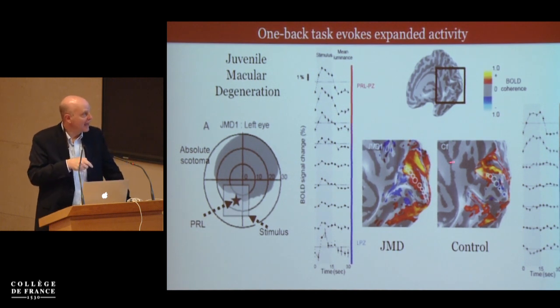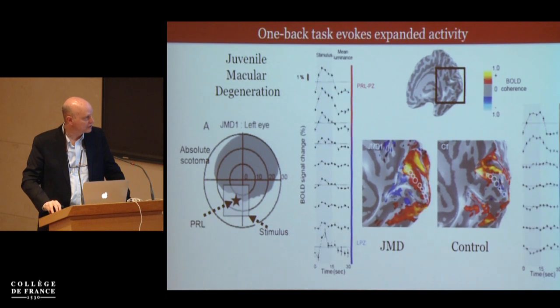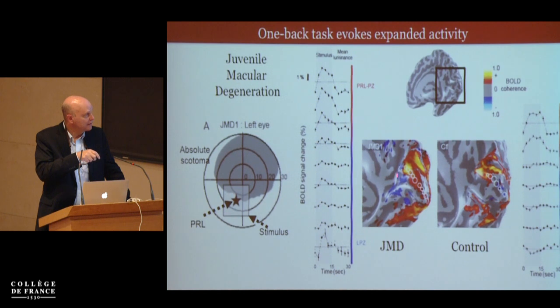And when you do that to a control, the activity goes up a little bit. So here you just compare, I'll flip back and forth. It gets a little bit bigger, but doesn't really move anywhere. But when you do it with the JMD, it spreads further, and it gets way bigger down here. In fact, this is the biggest thing.